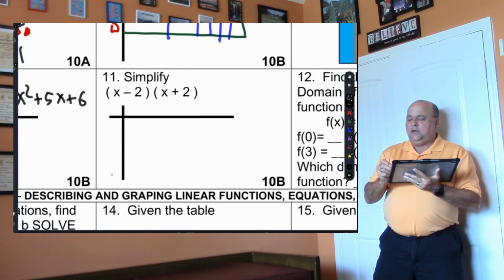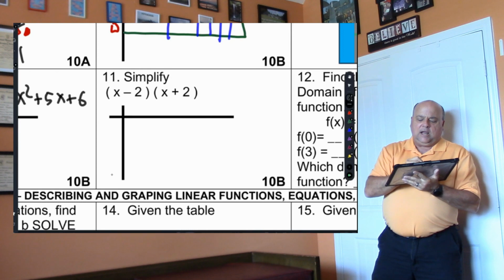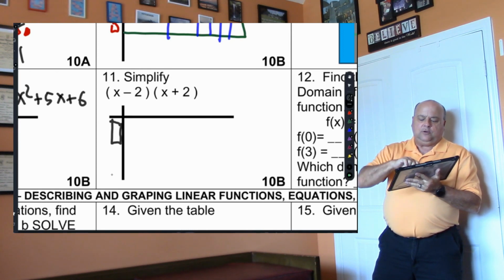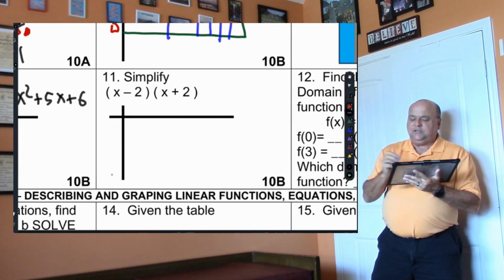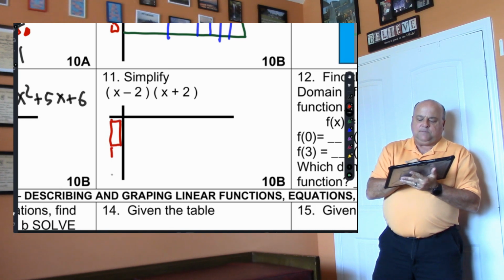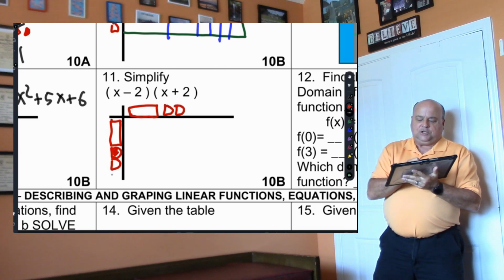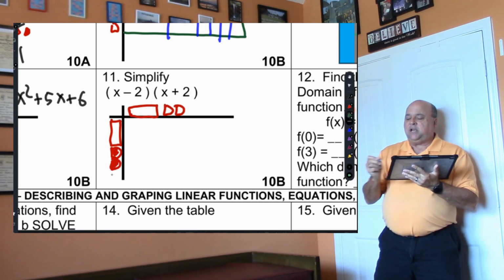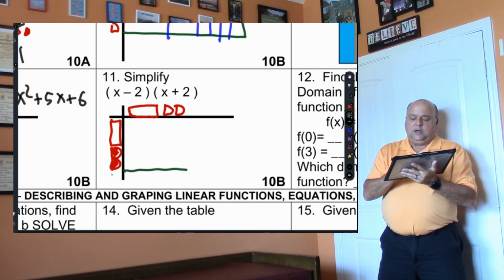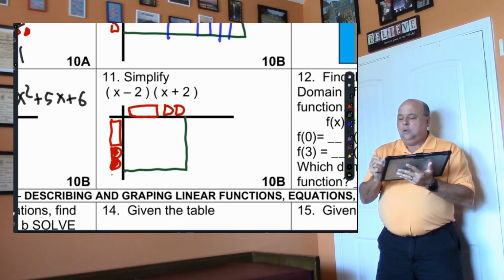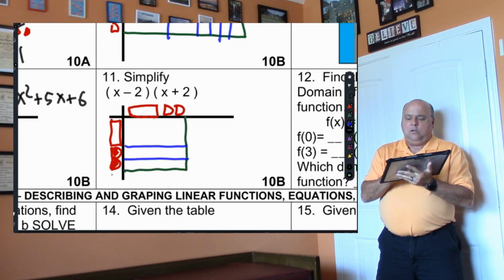Going to number 11. Number 11, we got x minus 2. Let me do this in red, easier to see. So I have x minus 2, and then I have x plus 2. And then these are shaded. So this is the first time we've had shaded today. We're going to draw our answer rectangle. We're going to slice up the rectangle. Wherever the pieces touch, you slice it up.